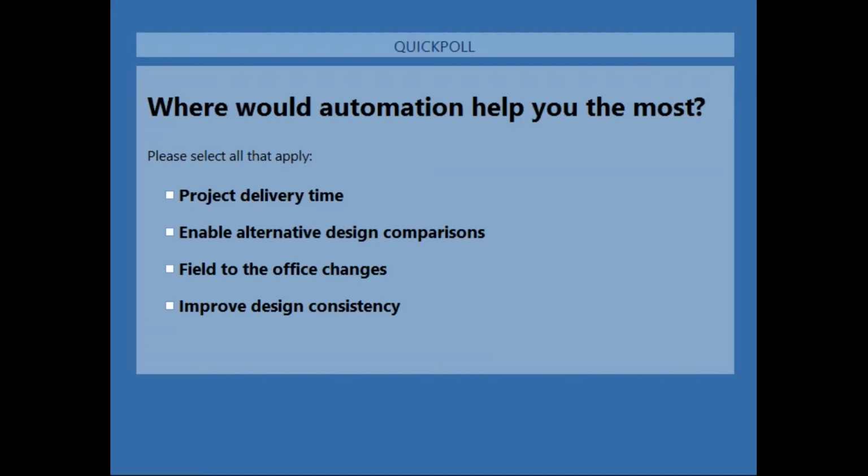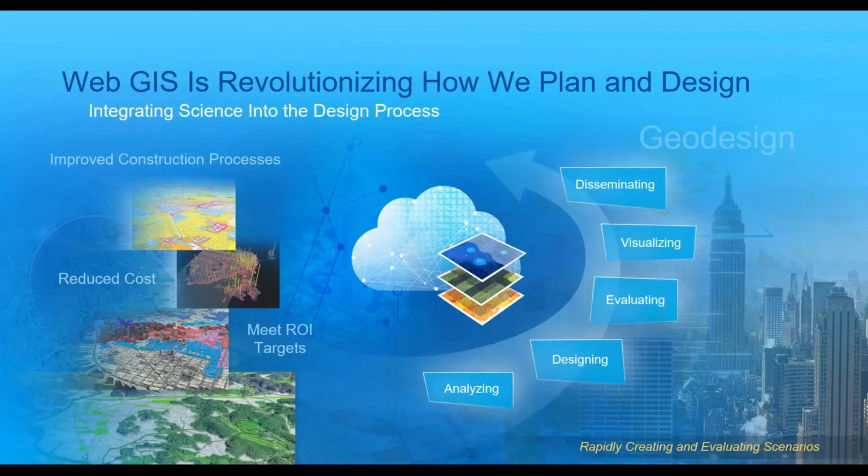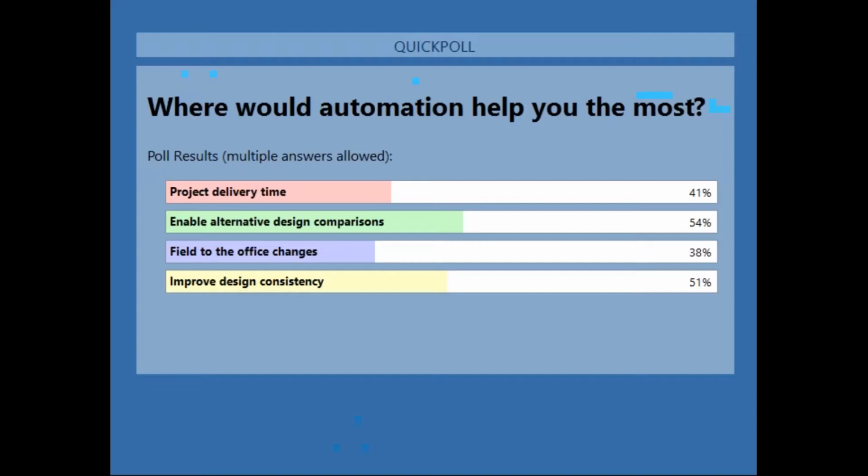Still got a few votes coming in here. All right, get ready to close it out. One last chance. There we go. All right, let's see what kind of results we have there. All right, where would automation help you the most?